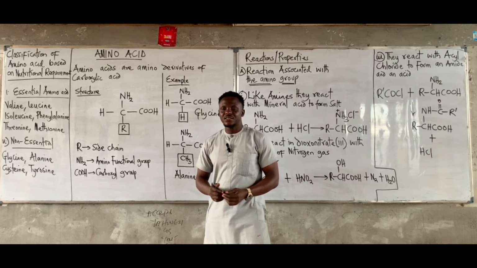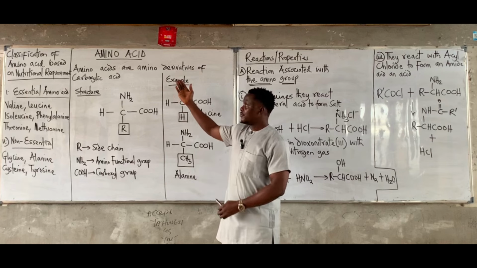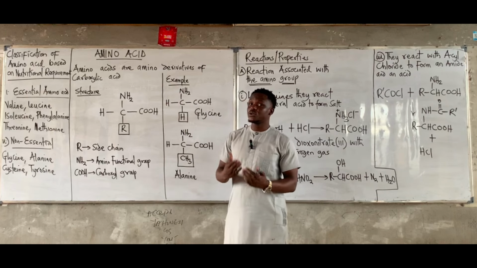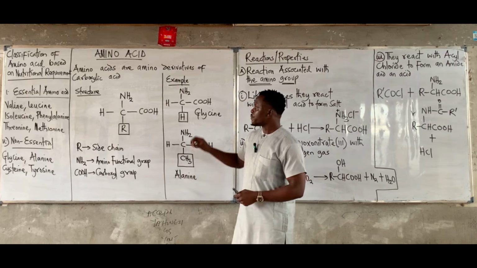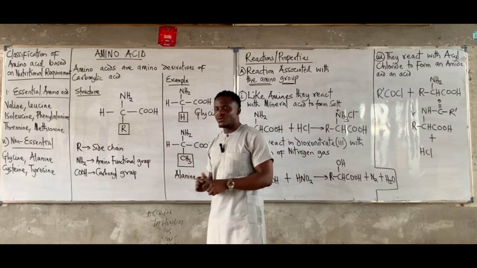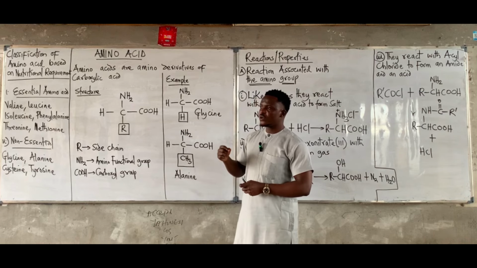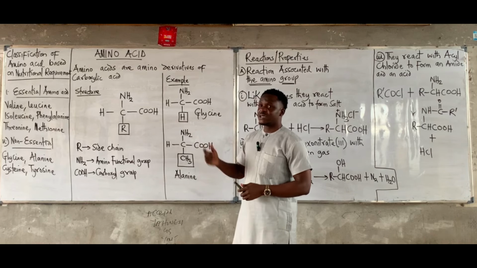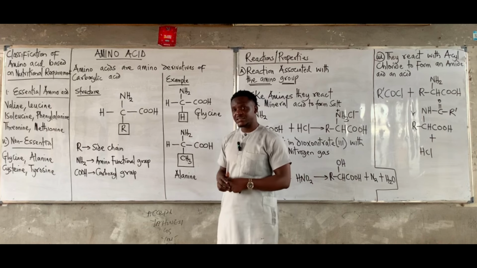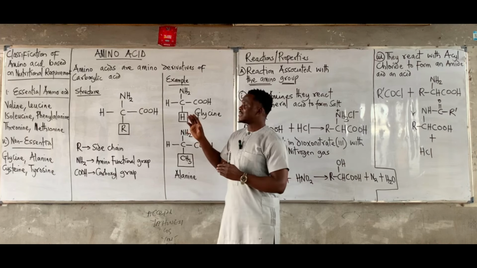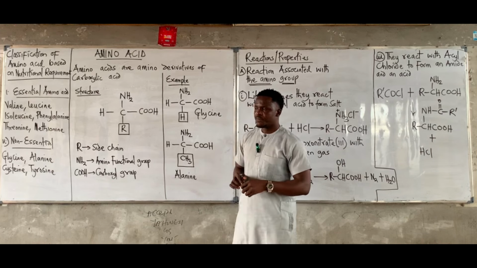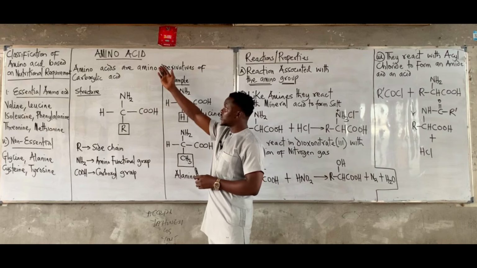Now, amino acids can be seen in biochemistry, and we also see amino acids in chemistry. So what we're going to be looking at today is amino acids in chemistry. We are not going to focus on the biological importance or biological synthesis of amino acids. We just want to look at amino acids as a chemical compound. Okay, now first, what is an amino acid?